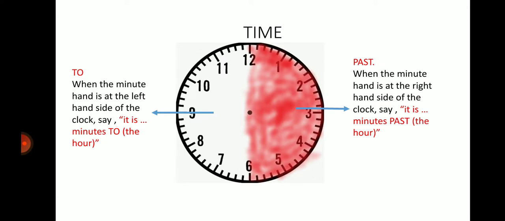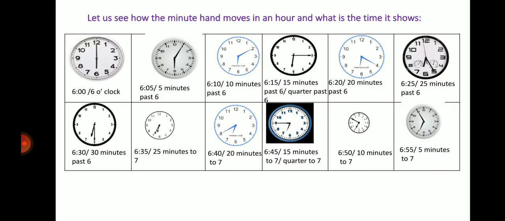Now, by looking at the clock, you see it is divided into two parts. One part is colored in red and the other part is white. In the part which is colored in red, that is the right side, whenever the minute hand is on the right side, we say minutes past the hour. And whenever the minute hand is on the white side, that is the left hand side, we say minutes to the next hour. So let's take some examples. Let's see.